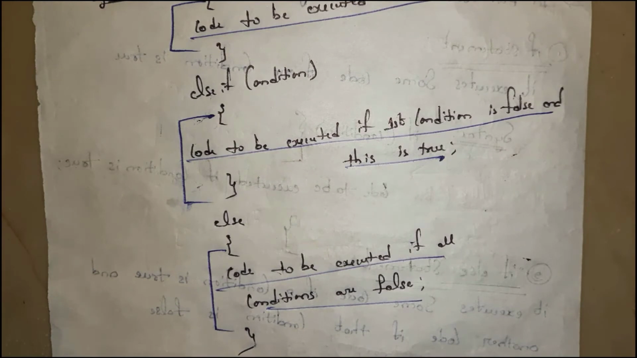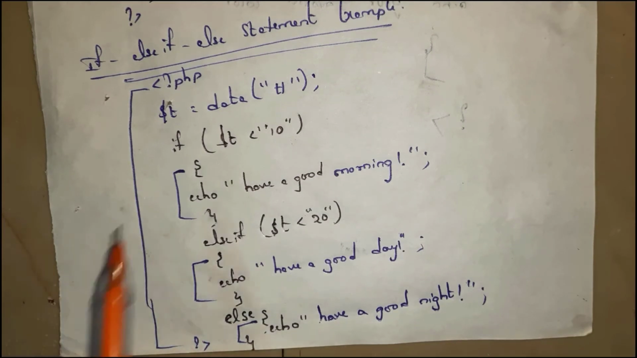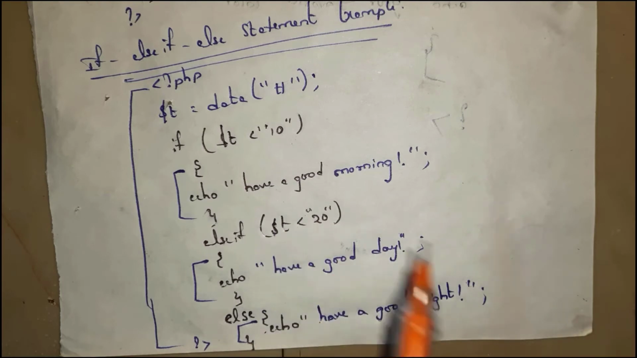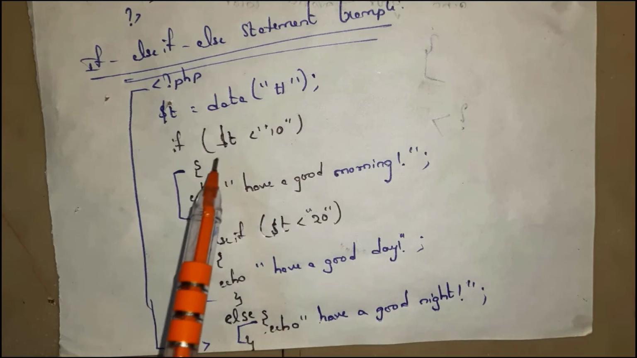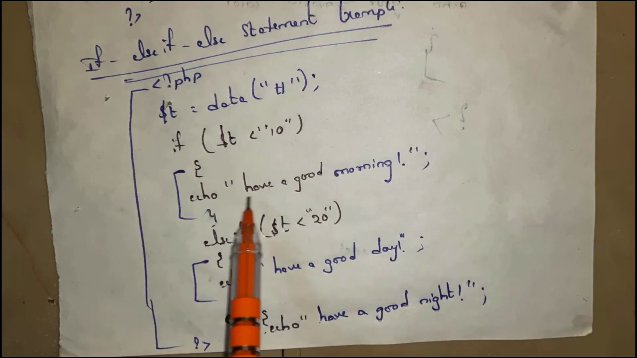See, I will show an example so that you can understand. I took $t is equal to date of h. If $t less than 10, this statement is going to get executed, that is have a good morning. Else if $t less than 20, the statement have a good day is going to get executed. If both conditions are false, then the else statement is going to get executed. See, for example, if I took $t is equal to 9, 9 is less than 10, so have a good morning is going to get executed.